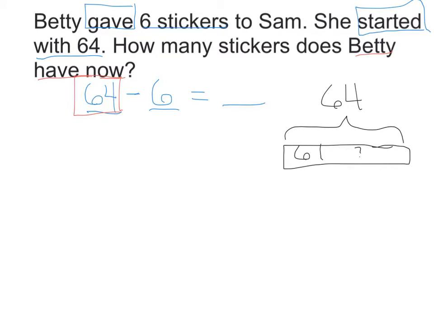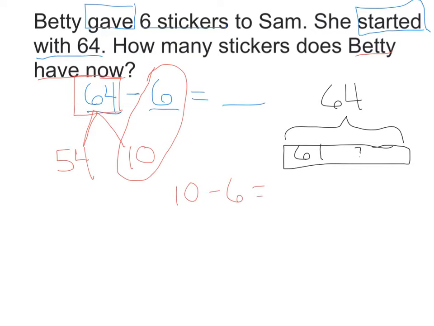And something we have been talking about in class is making a number bond. And I can take 10 out of 64. When I do that, I'm left with 54 because my 4 1s has not changed, only my 10s. Well, now I know 10 minus 6 is much easier for me to solve. That's so much easier. 10 minus 6 equals 4.